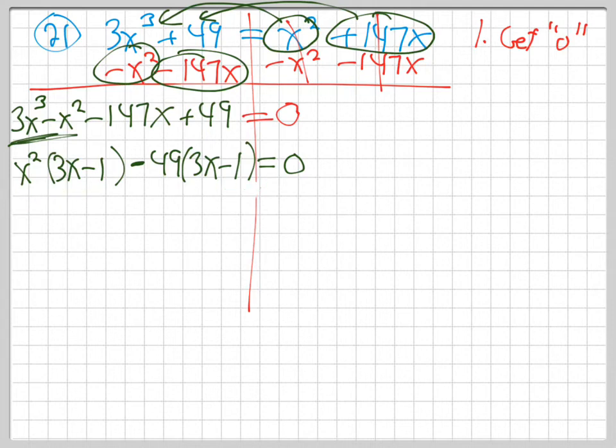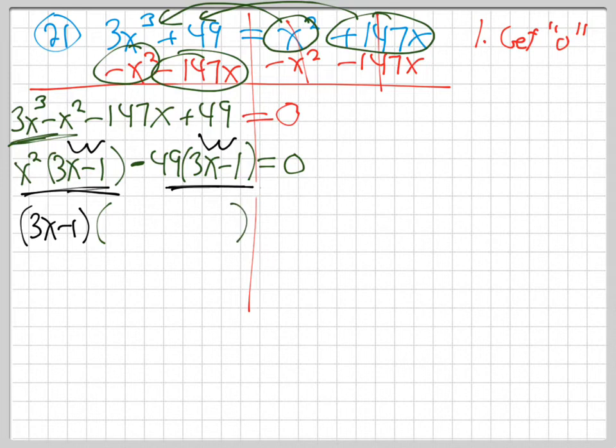Now, see what we do? It's like the W thing, right? Pretend this is a big W and a W. They both have the same common parenthesis 3x minus 1. So what do you do when two terms both have the same common element? You pull it to the front. Parenthesis 3x minus 1 to the front. And that leaves behind, cross it off, bring down the leftovers. X squared minus 49 equals 0.